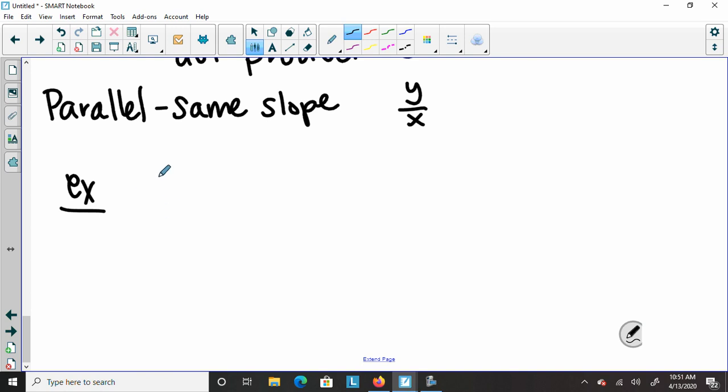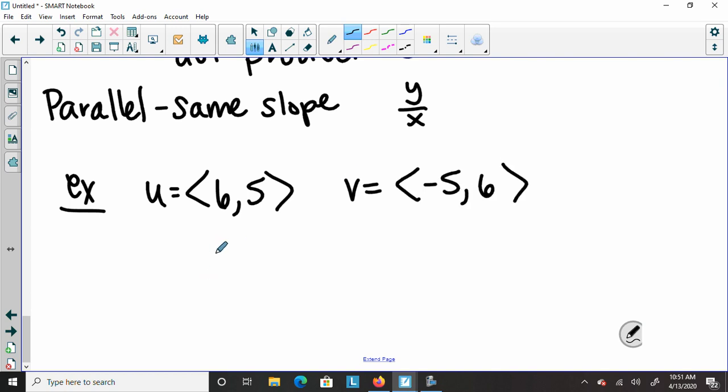Let's say u is 6, 5, and v is negative 5, 6. I'll check for perpendicular first. U dotted with v: 6 times negative 5 is negative 30. 5 times 6 is 30. And when you add those together, you get 0, which means these two vectors are orthogonal, or you might say perpendicular. Obviously, if they're perpendicular, they're not also parallel, but if you want to check for parallel, we do y over x, 5/6, y over x, negative 6/5, and those aren't the same numbers.